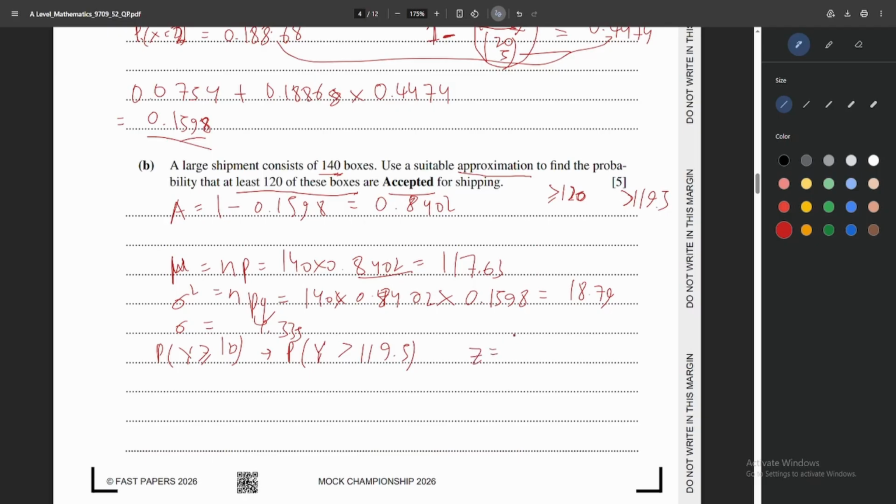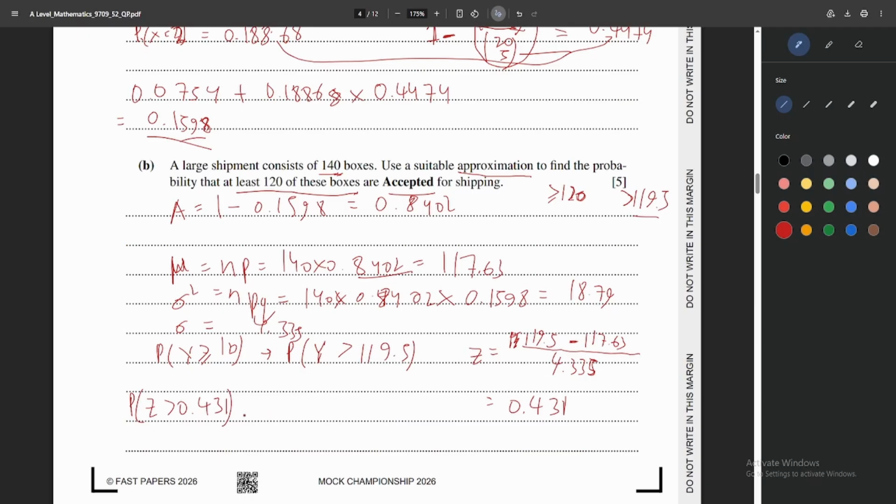Okay, so now let us find the z-score. First the mean. The mean is 117.63, and we subtract this from the value 119.5, using the standard formula, and then we divide by the standard deviation. This will give us a z value of 0.431.